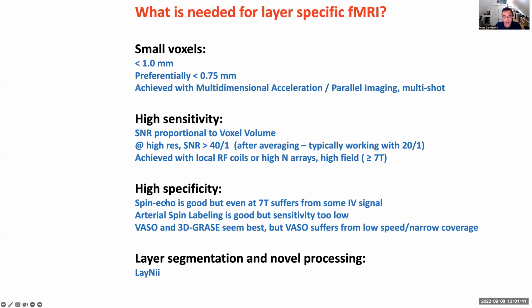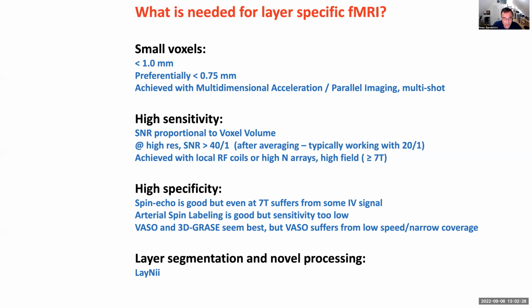You also need high specificity. There have been a lot of attempts with various pulse sequences. Spin echo is great, but spin echo echoplanar has a wide readout window that's highly T2* weighted, so it's not really a pure spin echo. It also suffers from a lot of intravascular signal, even at 7T, from the red blood cells themselves. So it's not quite as good as was hoped. Arterial spin labeling is great in terms of specificity. You're getting at perfusion. However, its sensitivity is so far way too low to practically image activation at that resolution.